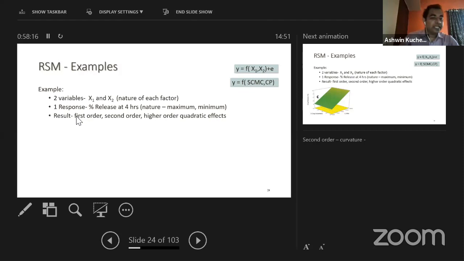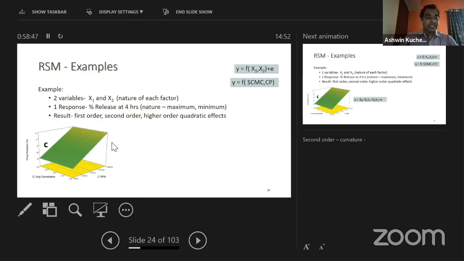And the results I get should be either first order, second order, or with higher order quadratic effects. Meaning when these are input variables, y will be a function of x1 and x2 with some error e, which is negligible. Meaning y will be a function of sodium carboxymethyl cellulose and cross povidone. My percent release will be a function of these two. If these two factors change, my y will change. If I get this response surface plot, it tells us that it is first order and a main effect plot, meaning it has only the main effects like sodium carboxymethyl cellulose and cross povidone.